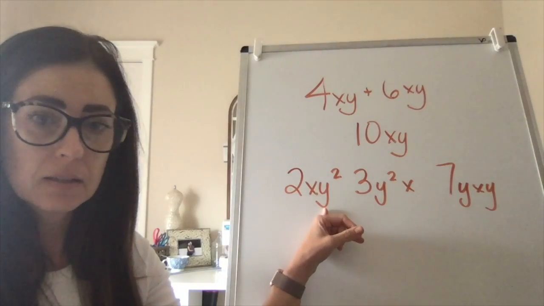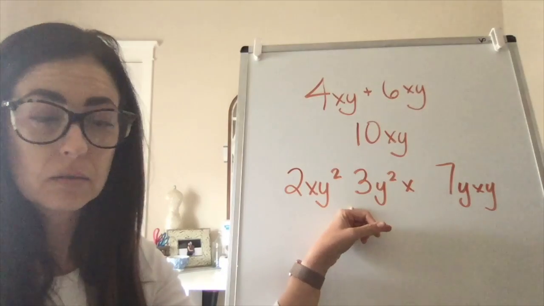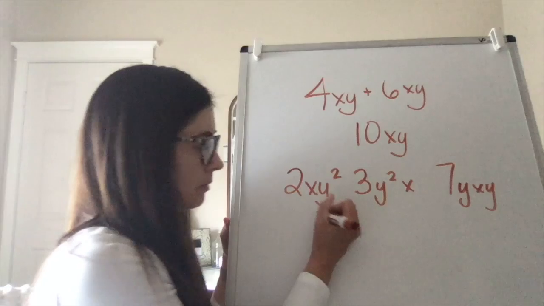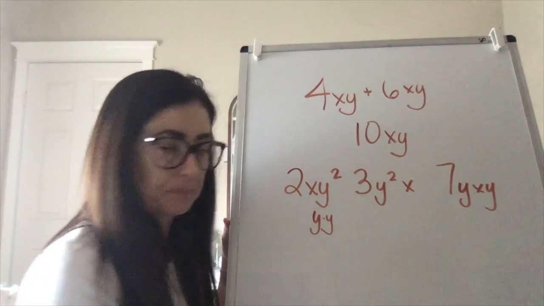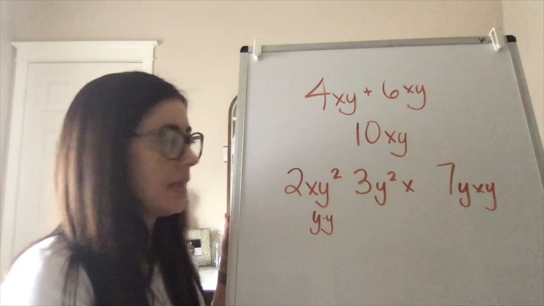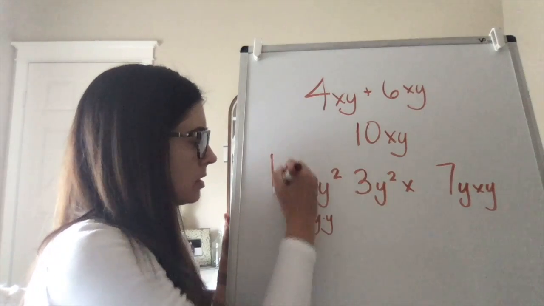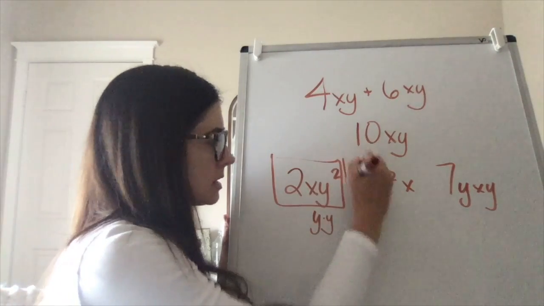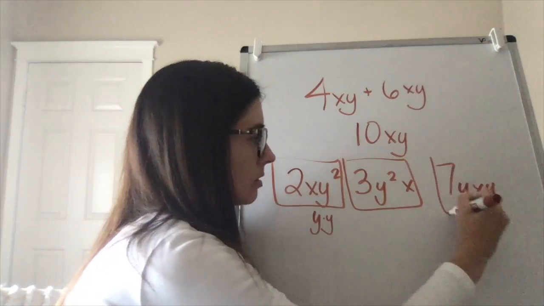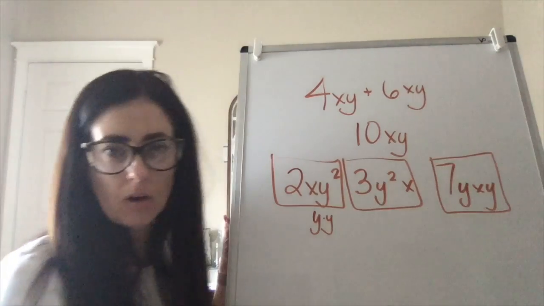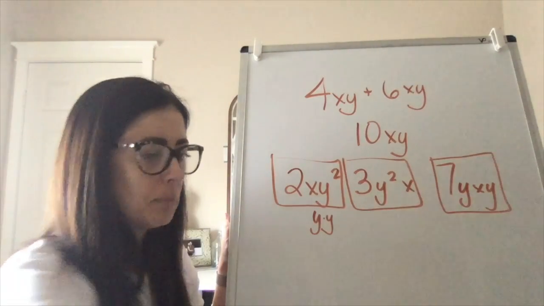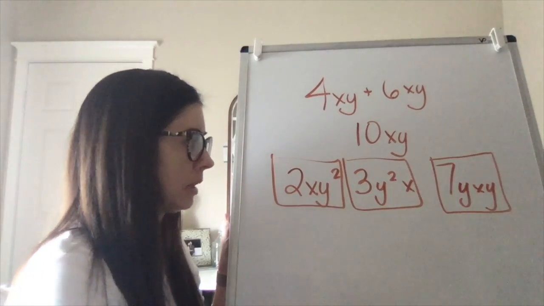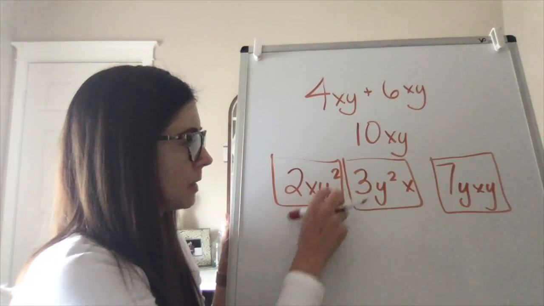Remember that y squared means what? It means y times y, right? Okay, and then this is one term, this is a second term, this is a third term. So they're just asking if these are like terms, okay? But they're trying to trick you here a little bit. So we have 2xy squared.